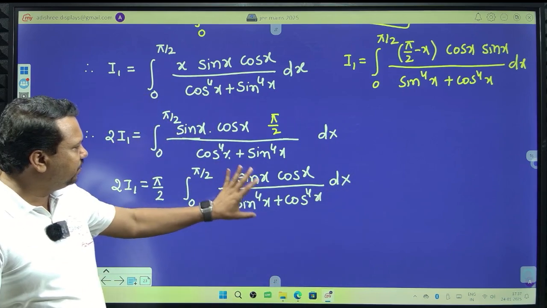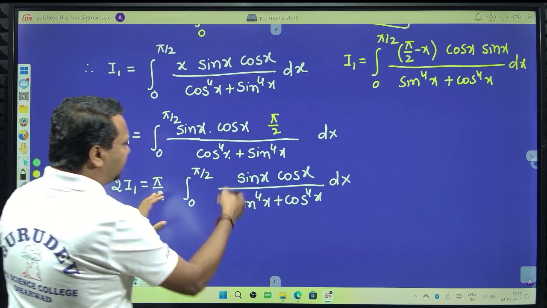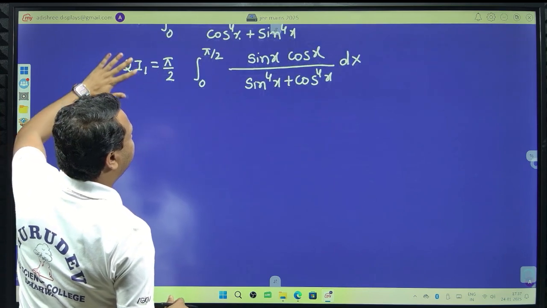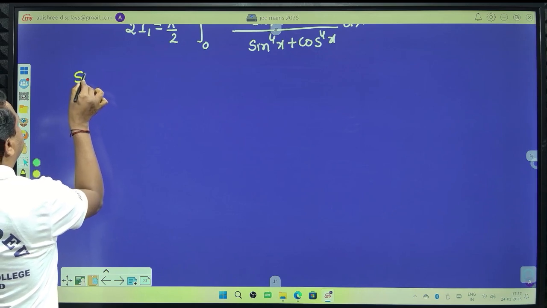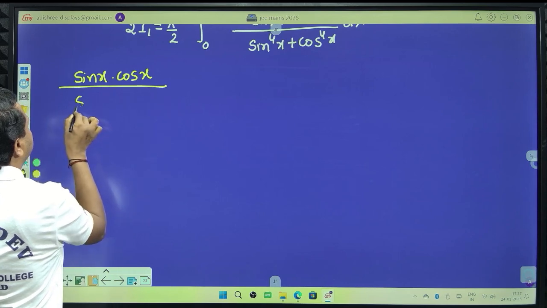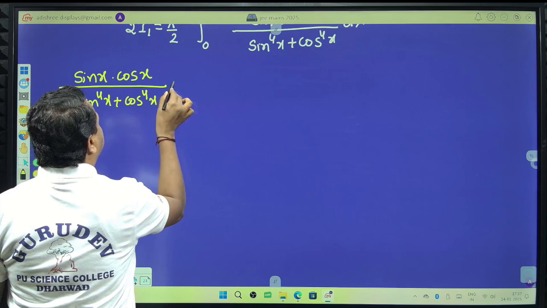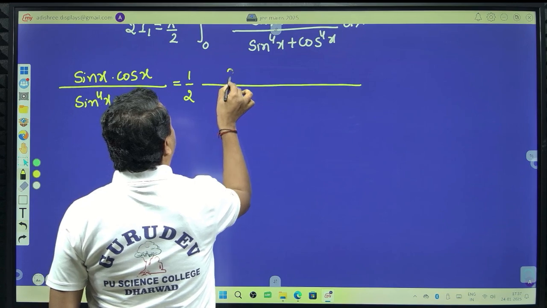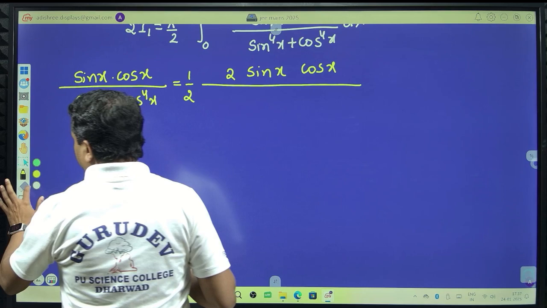Now it's all about how you are going to simplify this integral function. So I am going to choose this function separately, that is outside the integral. So please observe sin x cos x divided by sin raised to 4x plus cos raised to 4x, done. Now let me multiply and divide the numerator by 2, so that I can write 2 sin x into cos x, done.